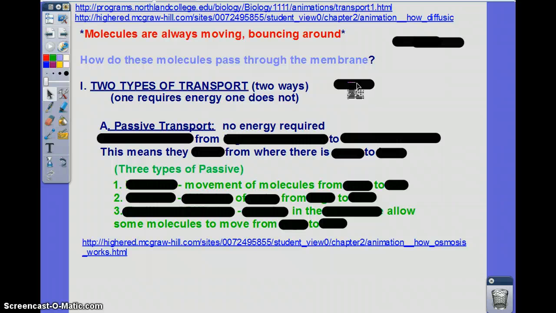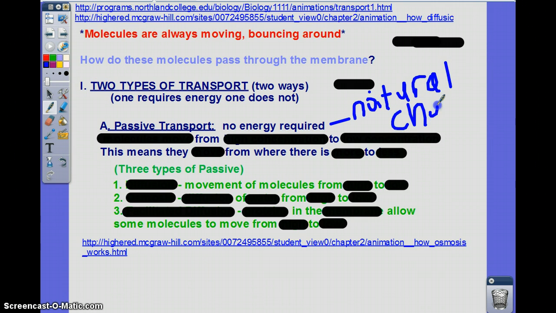Towards the shore, right? So if you lay down, where are you going? Towards the shore, okay? Now if you want to go out, what do you need to do? Swim. You're going against its natural channel. So passive is like a natural channel for molecules to move. It's the way they should move. It's how it's meant to be.